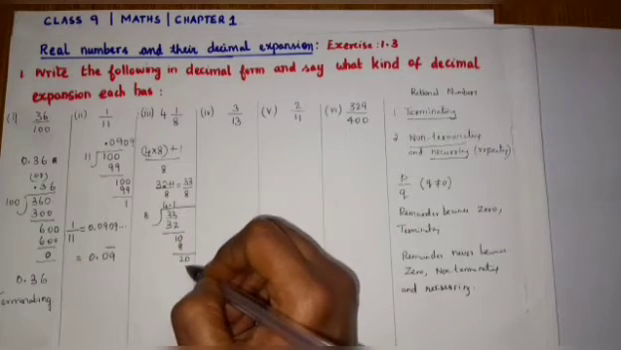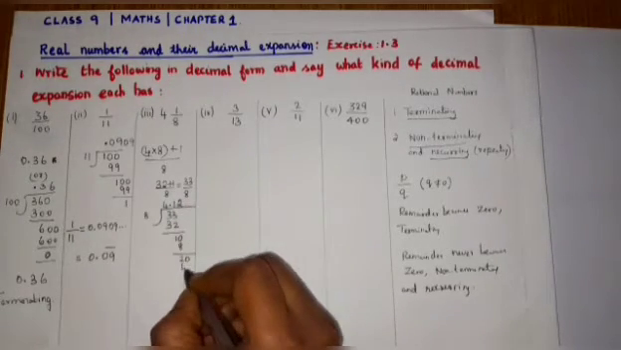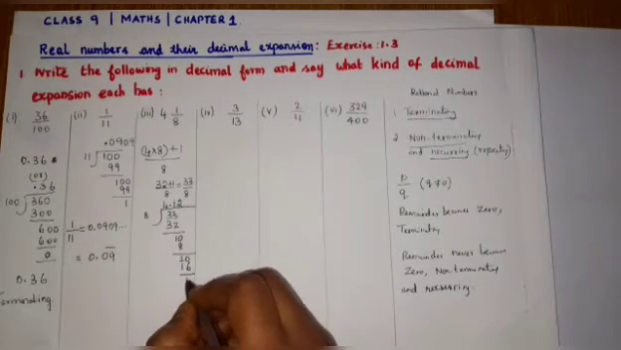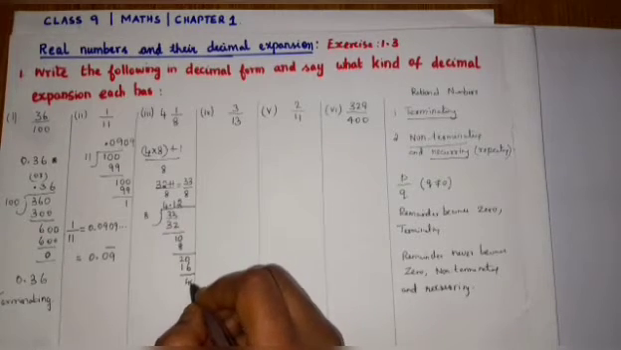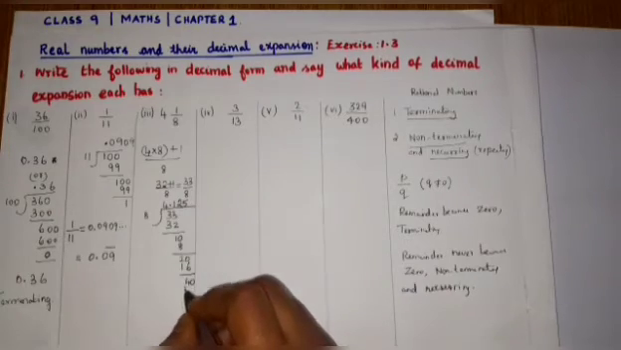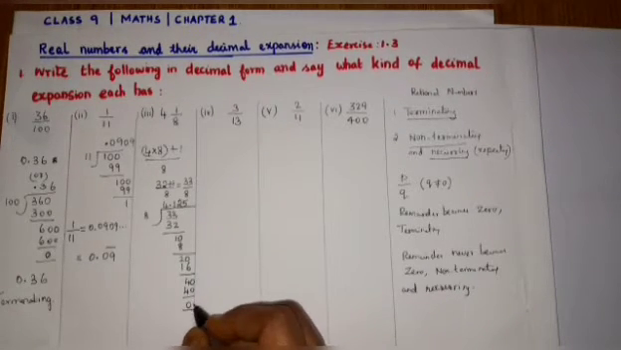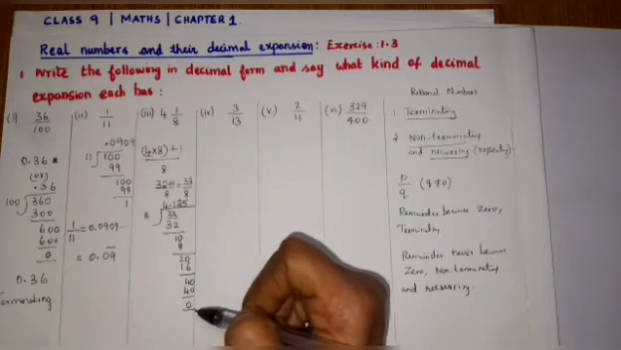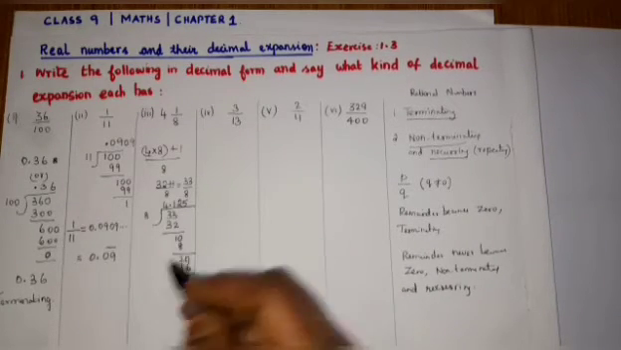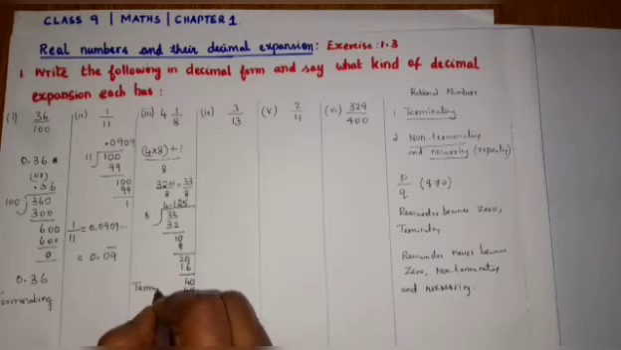What number will be nearest to 20? 2 8s are 16. Okay, so 16. Then the remainder is 4. You again add 0 to the right of the number. Then 5 8s are 40. So the remainder becomes 0. Here this number is said to be terminating. So this is terminating.